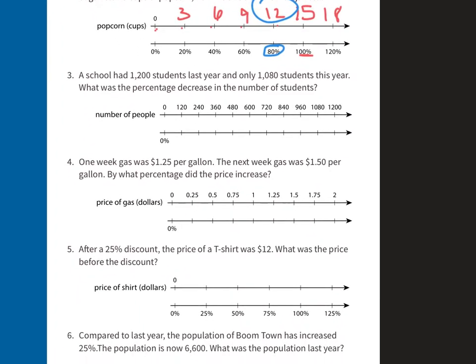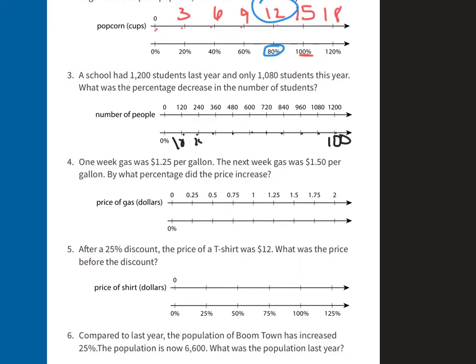Number 3. A school had 1,200 students last year and only 1,080 students this year. What was the percentage of increase or decrease in the number of students? So last year they had 1,200 students. So that's where the 100% is going to go. So 1,200 students, or 100%. So if I count, 1, 2, 3, 4, 5, 6, 7, 8, 9, 10. Yeah, so each line is 10%.